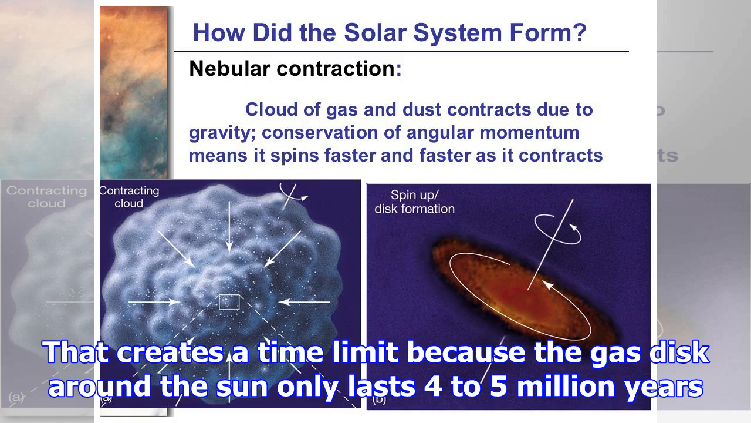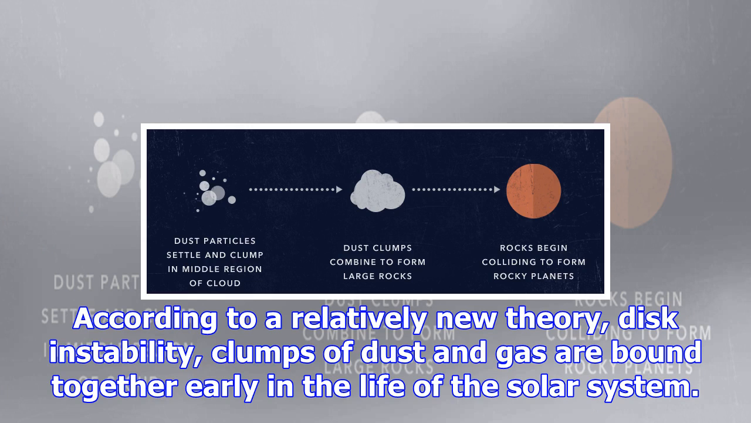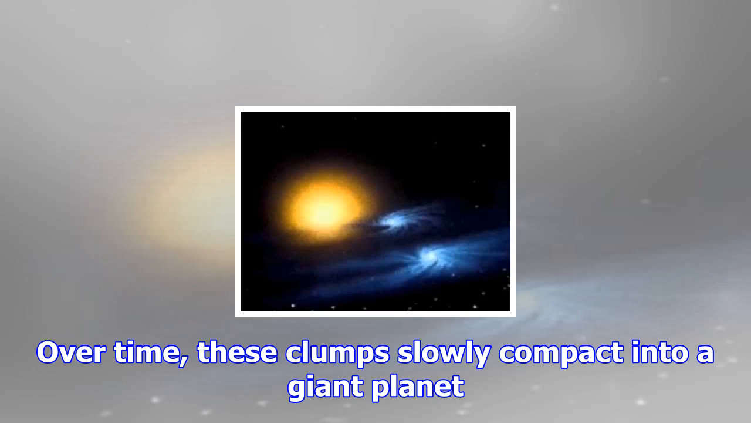"Giant planets form really fast, in a few million years," Kevin Walsh, a researcher at the Southwest Research Institute, SwRI, in Boulder, Colorado, told Space.com. "That creates a time limit because the gas disk around the sun only lasts 4 to 5 million years."